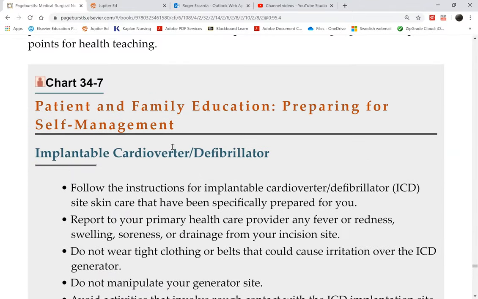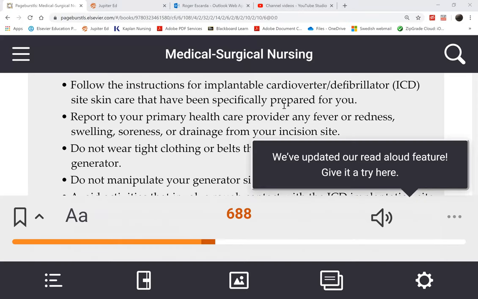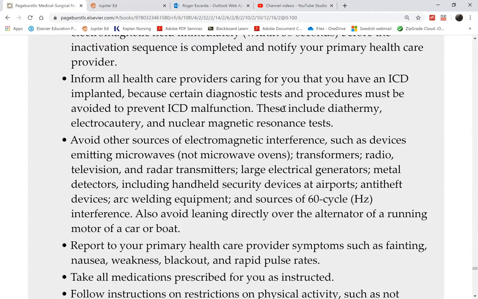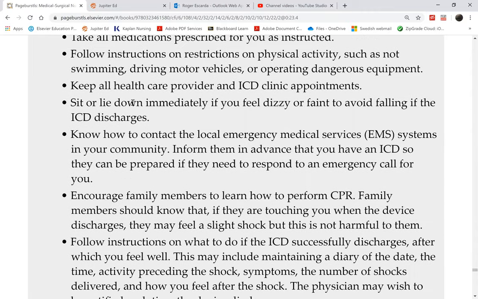Here is your patient teaching. Please read it, especially here. This resembles a pacemaker. It's almost identical, and that's what you do for patients with a pacemaker. But take note on what to do when it fires. Okay, so know what to do.